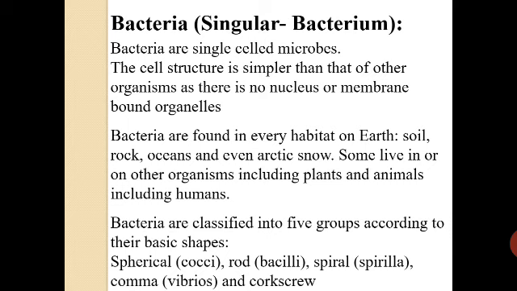And basically the bacteria are classified into 5 groups according to their shape. So different shapes of the bacteria we have, and accordingly different names are given. That is spherical, rod, spiral, and comma and corkscrew.